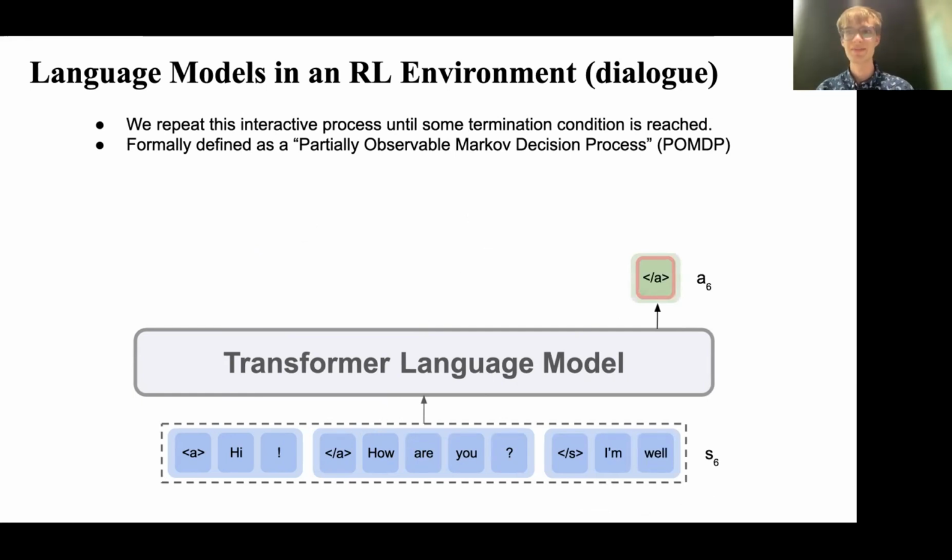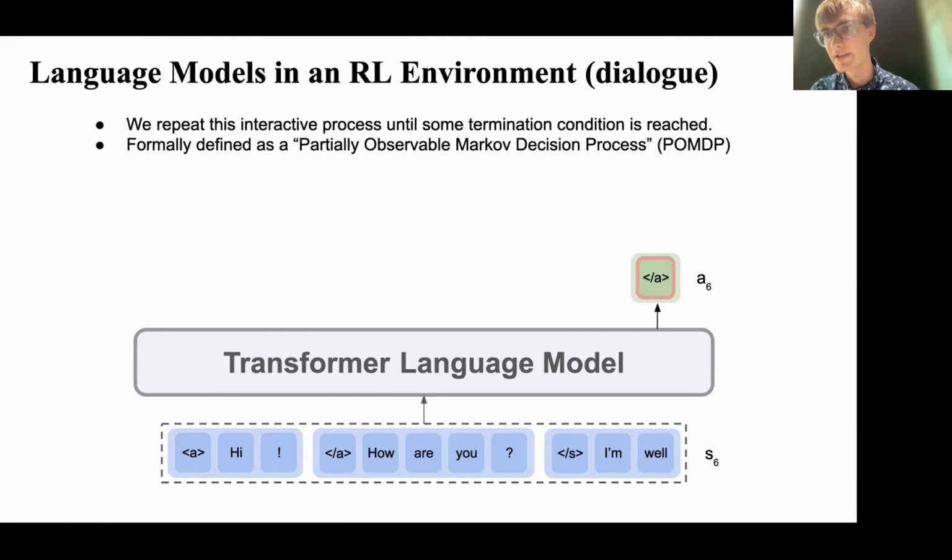We respond again, and this is an iterative process that repeats, where we say things and then get a response back from another person, until we reach some termination condition. In the RL world, this process would be called a partially observable Markov decision process. So that's the setting that we're in here.